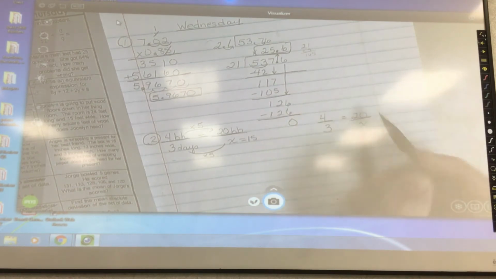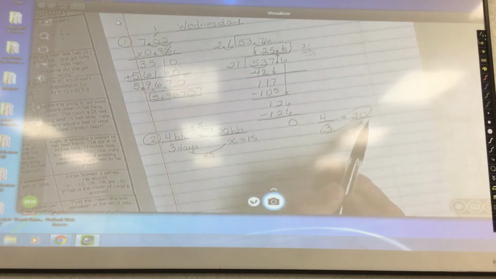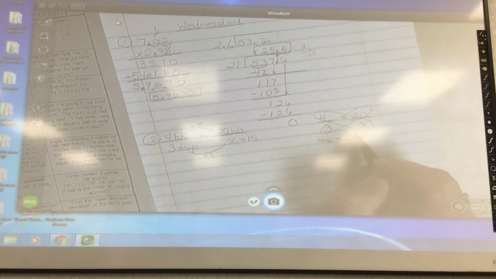x is here, and you're going to do what you guys call the toothbrush method, but it's cross multiplication. So now I have 4 times x is 4x equals 3 times 20, which is 60. I have to get x alone, and if I'm multiplying, I'm going to divide by 4, and 60 divided by 4 is 15. So I got the same answer 2 different ways.